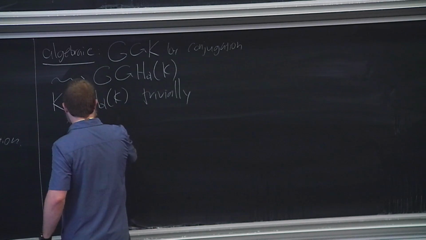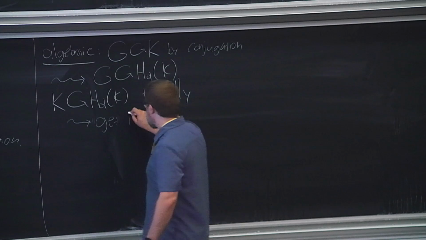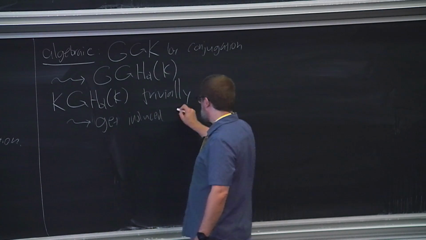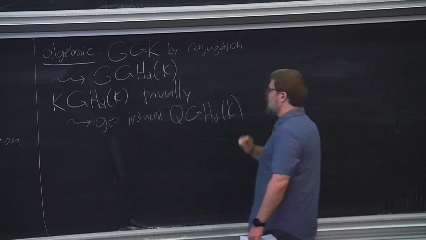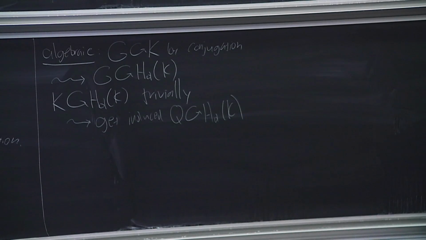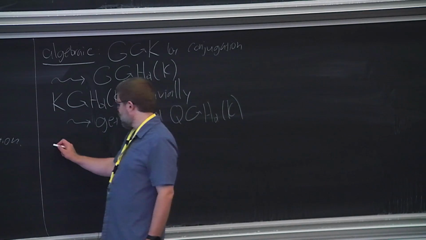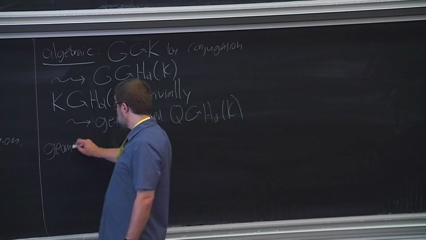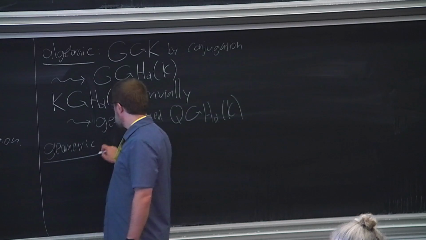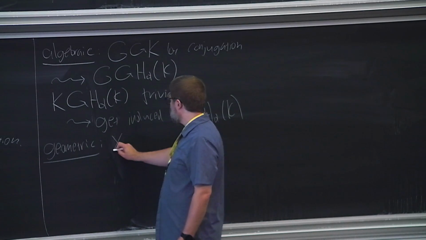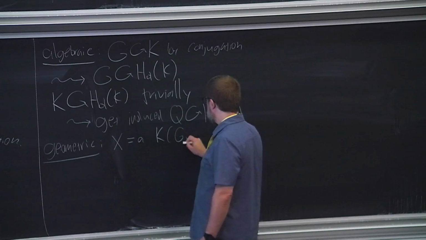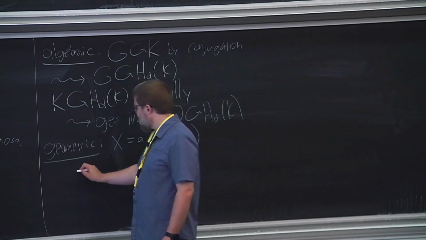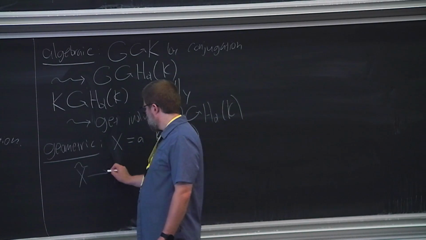And so thus we get an induced action of Q on H_d of K. That's the algebraic explanation of where this action comes from. Let me give you a more geometric one. So let X be equal to a K(G,1), and let X tilde go to X.